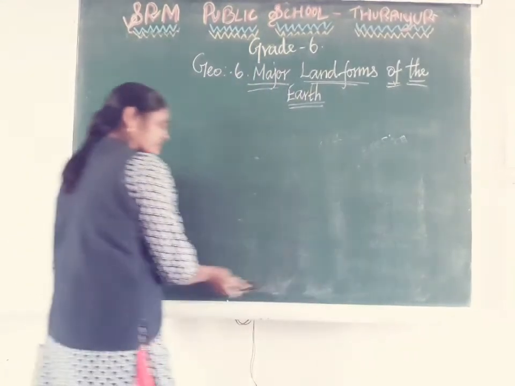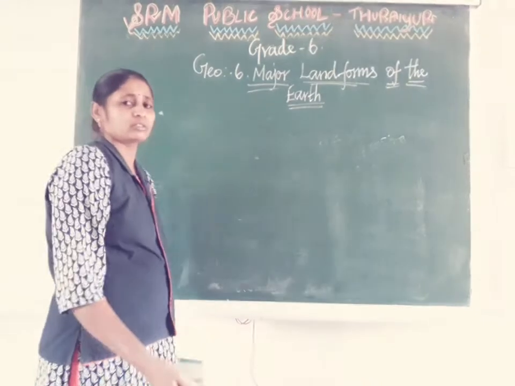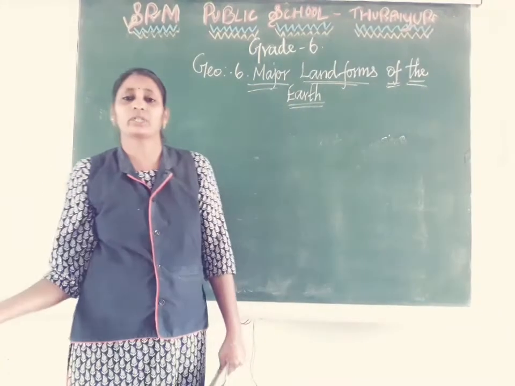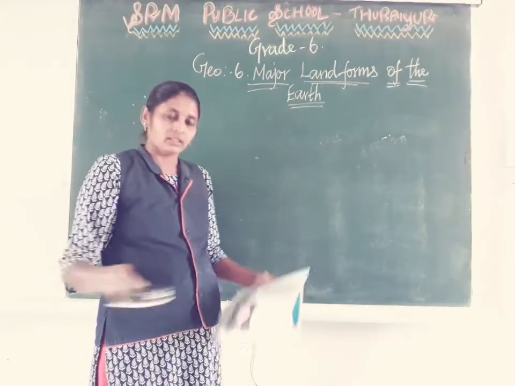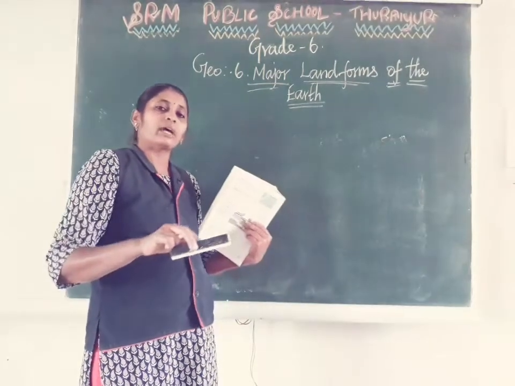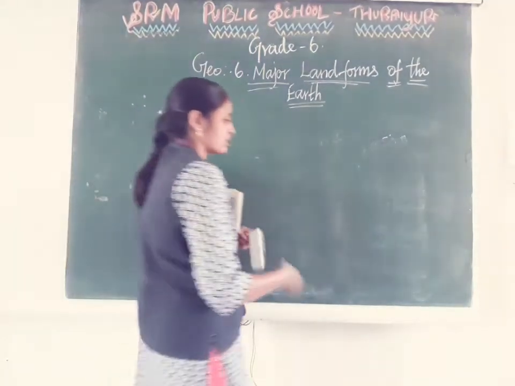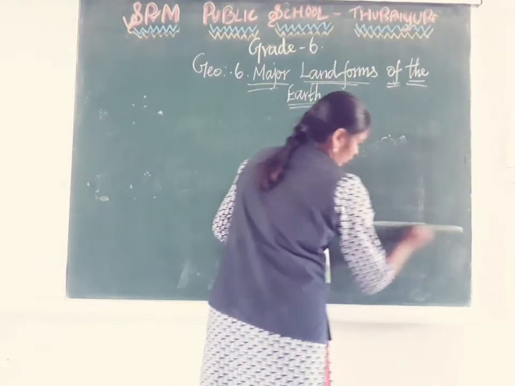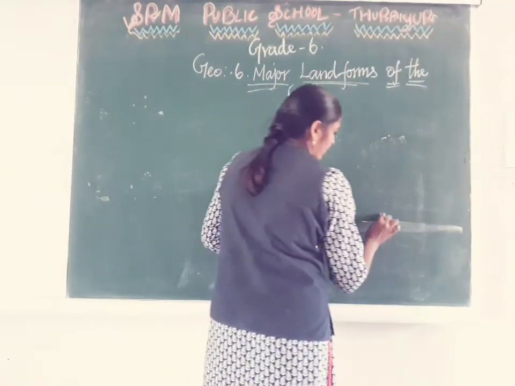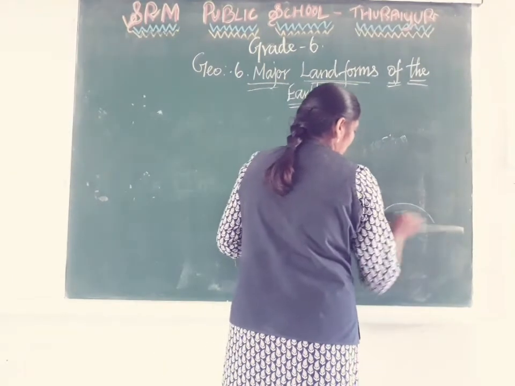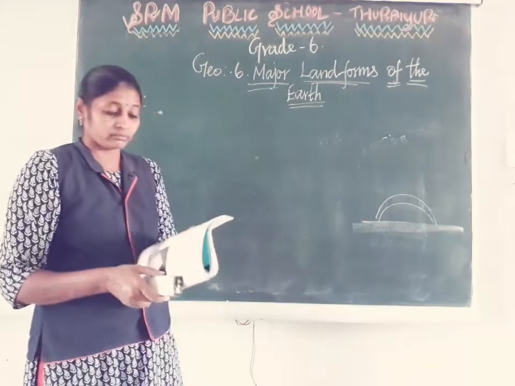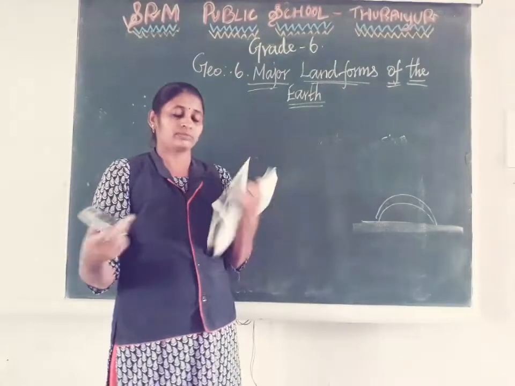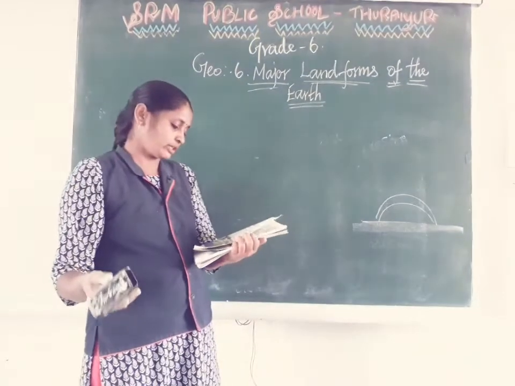What is the difference between a mountain and a hill? Where we have plain, normal land, in that place we have some elevated land, of a particular height. They measured it, but that is not given in our book.